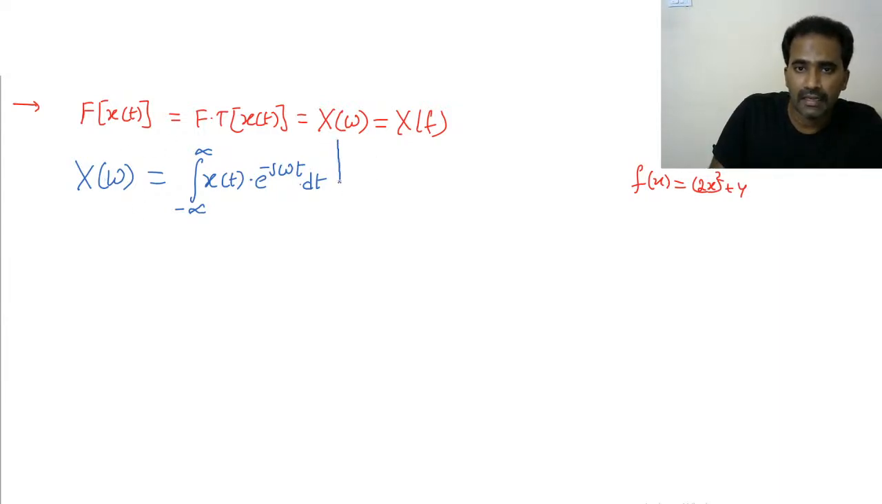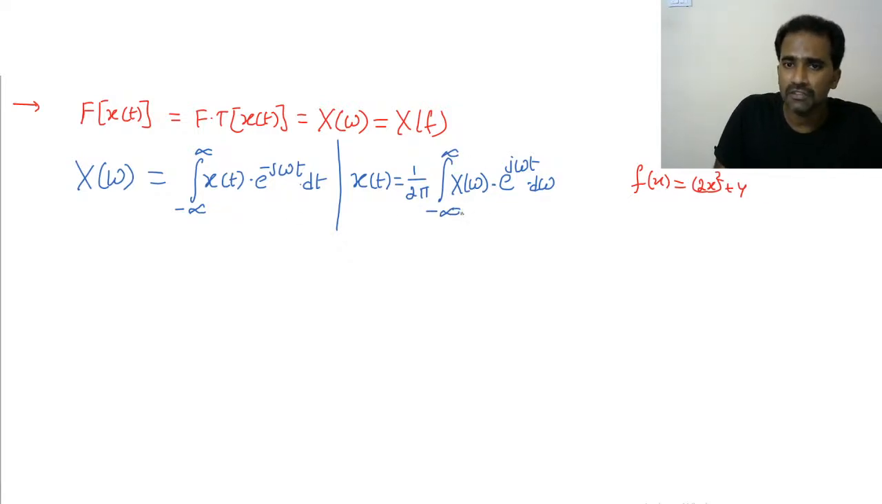So now let me write the inverse Fourier transform formula also. The inverse Fourier transform formula is x of t is equal to 1 by 2 pi into integration of capital X of omega into e power plus j omega t d omega, with limits from minus infinity to plus infinity. The formulas are very similar. In the Fourier transform formula, you are multiplying with e power minus j omega t. Here we are multiplying with e power j omega t. A slight difference, and it is easy to remember this difference.